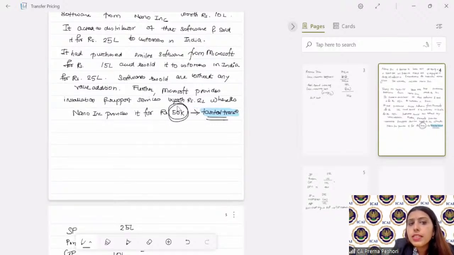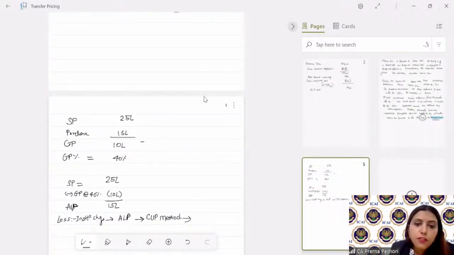Any which way, Nano is providing the support at 50,000, whereas Microsoft is providing at 2 lakh. So I will take 50,000 as the ALP. Why? Because if I take 2 lakh, my profits will reduce. And what did I say at the first place? That if the transfer pricing results in reduction of profits or increasing the losses, then transfer pricing will not apply. So 50,000 only will be my ALP.